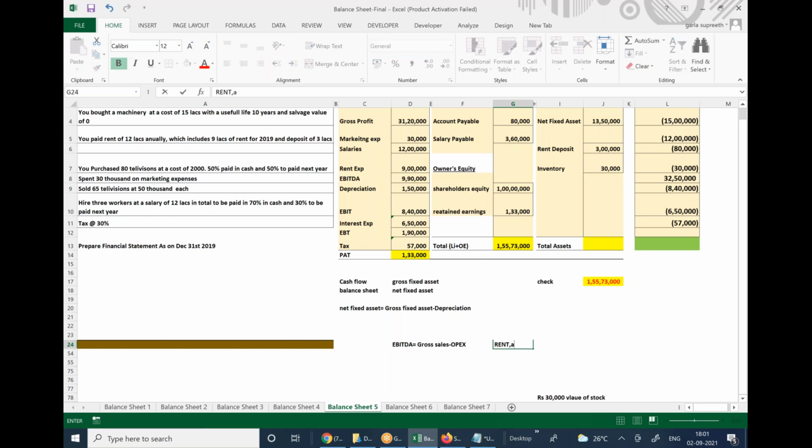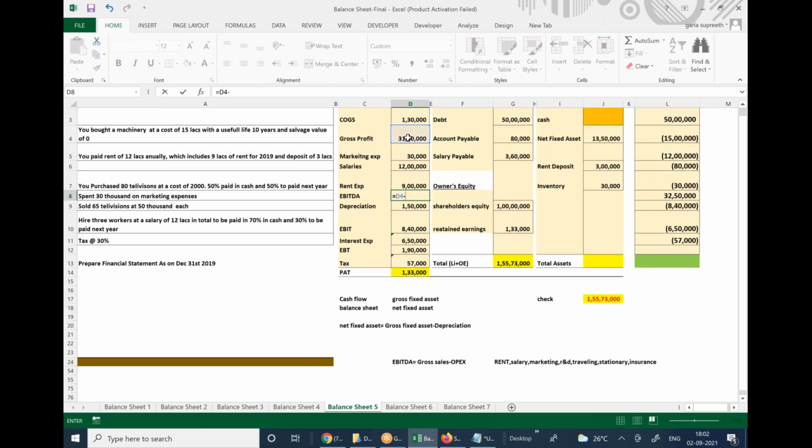Rent, salary, all indirect expenses, marketing expenses, R&D, traveling, commission, stationery, insurance cost. So it doesn't matter. So here, what I've done for EBITDA. What is EBITDA here? Equals what is your gross profit, minus all your indirect expenses, marketing expenses, minus salaries, minus rent expenses.